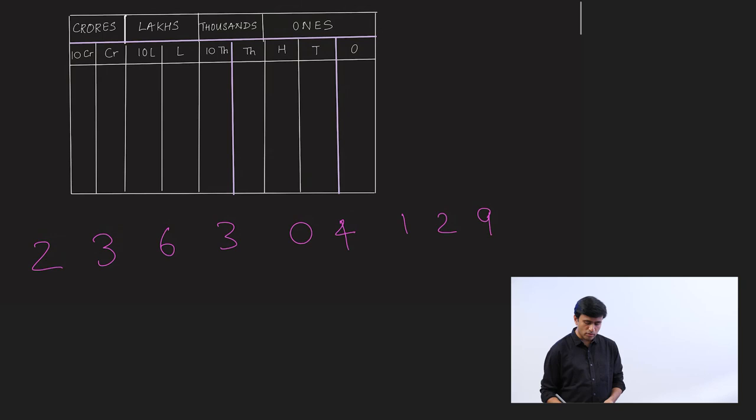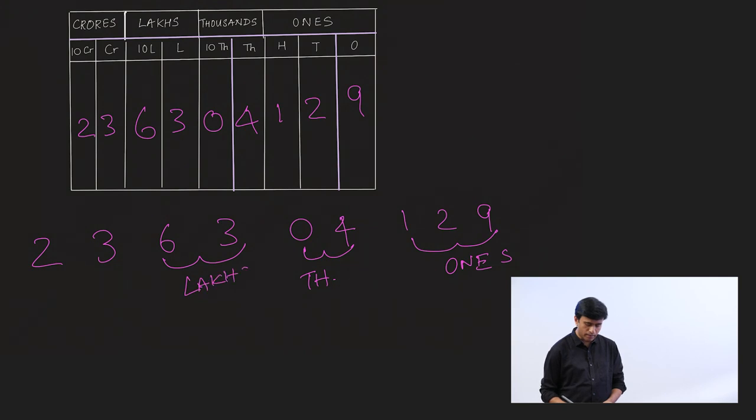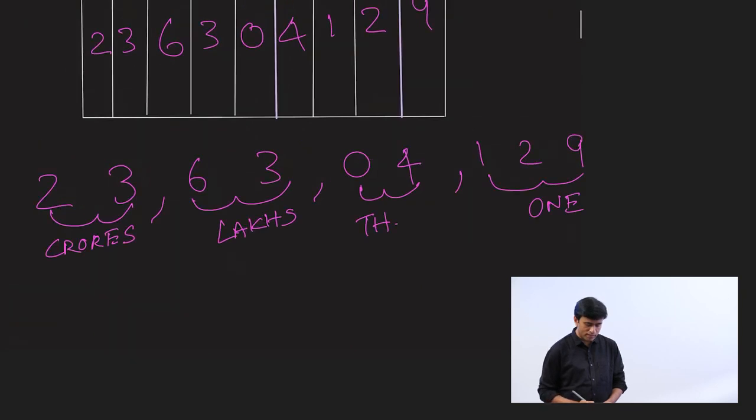The first thing to do is to place all the digits in its place value house. So 9 goes here, 2 goes here, 1, 4, 0, 3, 6, 3, 2. Now we have to identify the periods. We've seen this is the ones period, this is your thousands period, this is your lakhs period, and this is your crores period. And we know that the periods are separated by commas. We place the commas.